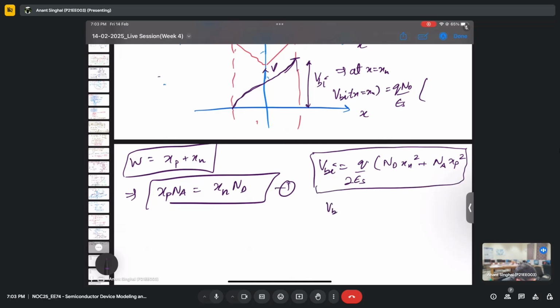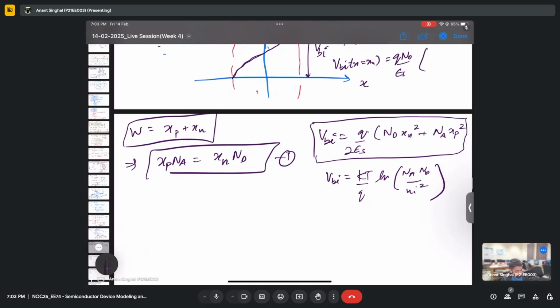And there is one more formula for Vbi. Can anyone tell? We just derived it in the initial part of this class. Come on, guys. Vbi is phi T log of phi p plus phi n. Oh, yes. So from that we got to know that this is nothing but Na Nd by ni square.